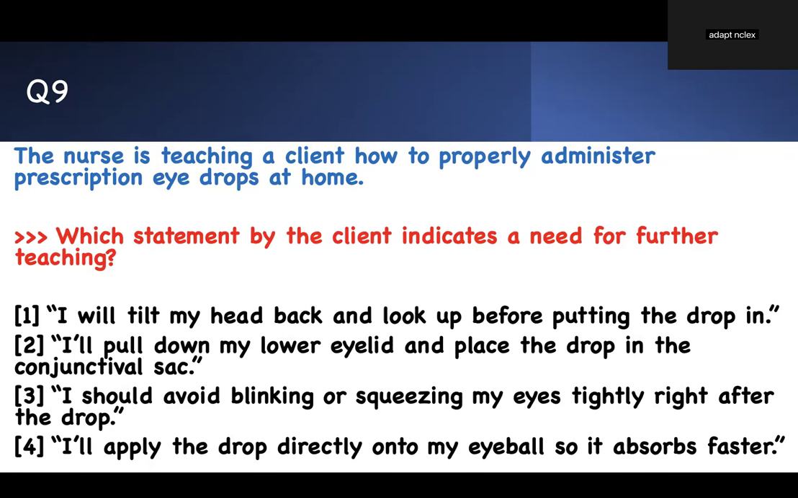That is wrong. When you put it on the cornea, it causes irritation right away. And you try to squeeze, reflexively, you squeeze your eyes and you pop the medication out. It makes it ineffective. So don't put it there. Put it in the conjunctival sac. Therefore, which one needs further intervention? Number 4.